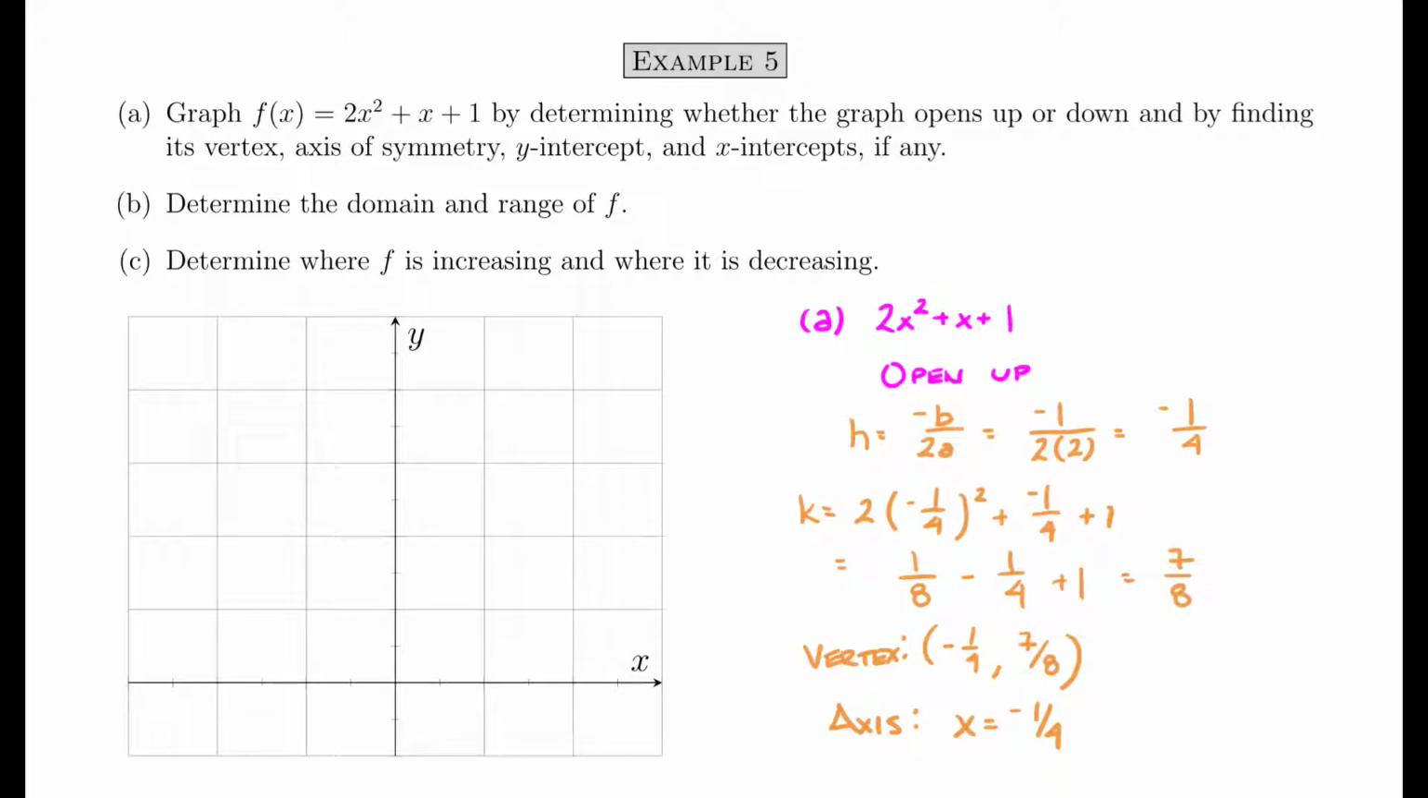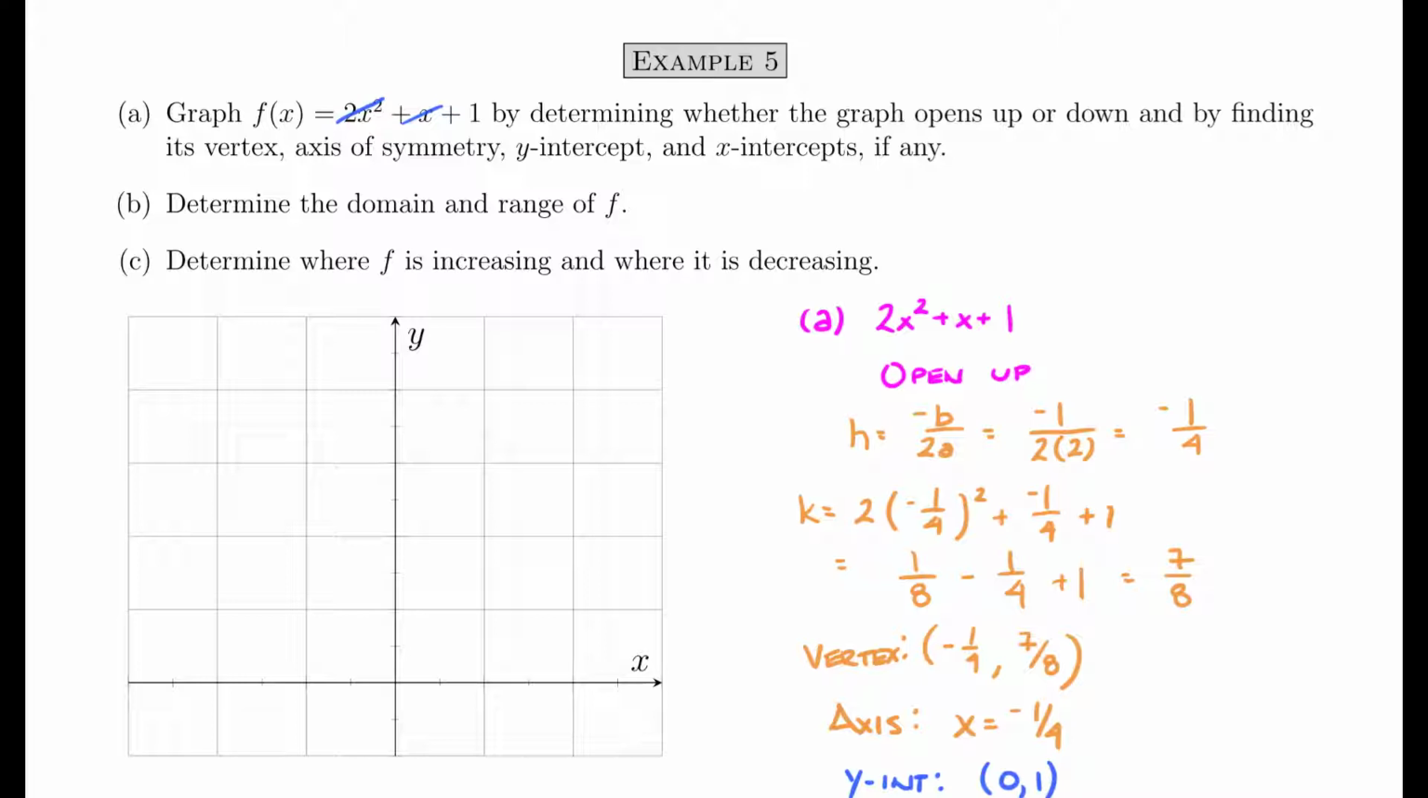To find the y-intercept, I'll do that in blue. We just replace x with 0. So I'm going to go up here just immediately under the example itself. If x is 0, this term is gone, this term is gone, and we're left with 1. So we have a y-intercept of 0, 1.